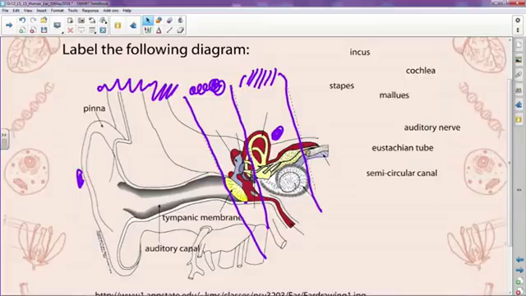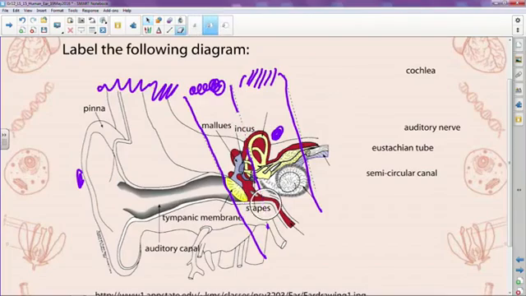First one, your malleus. Okay, over there, it's the first bone. Then you get the next bone, which is called your incus, which is that one over there. And what I'm going to actually do is I'm just going to erase this little bit so we can see. And then you get your last bone, which is your stapes, which is over there. So I'll erase that one so we can actually see what we're doing.